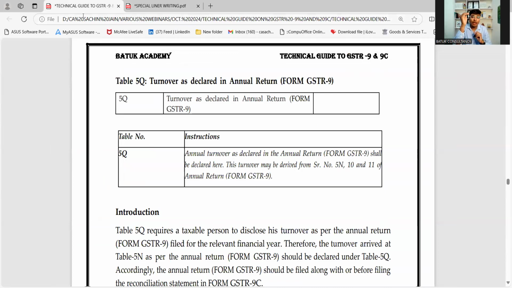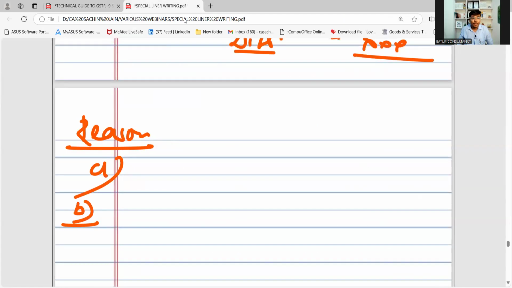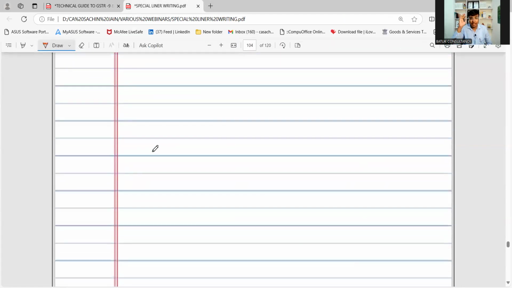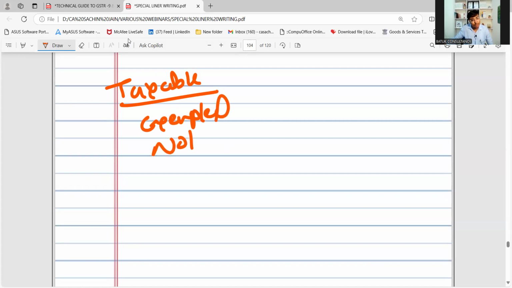So you have reconciled the complete turnover. Now the point is that you need to reconcile the taxable turnover as well. Sir, what do you mean by the taxable turnover? Sir, there may be chances that I am making the supply of taxable goods, or I am making the supply of exempted goods or non-GST goods.